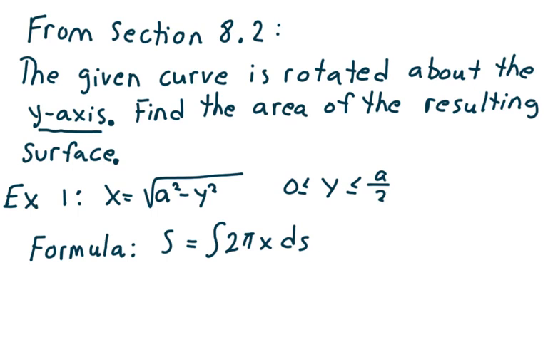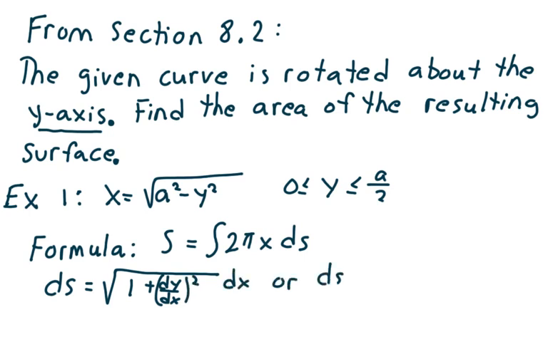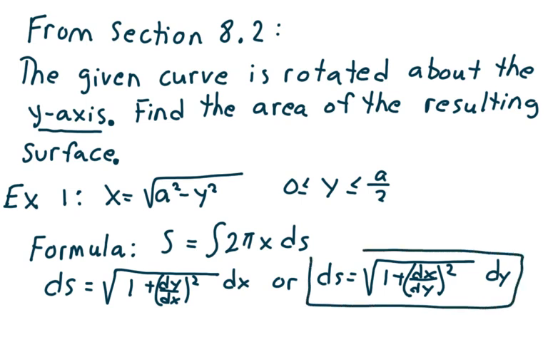And now ds is, again, the square root of 1 plus (dy/dx) squared dx, or ds is the square root of 1 plus (dx/dy) squared dy. And it depends on context. Now, in this case, x is a function of y, so we're going to be integrating with respect to y. Now, let's look at dx/dy.